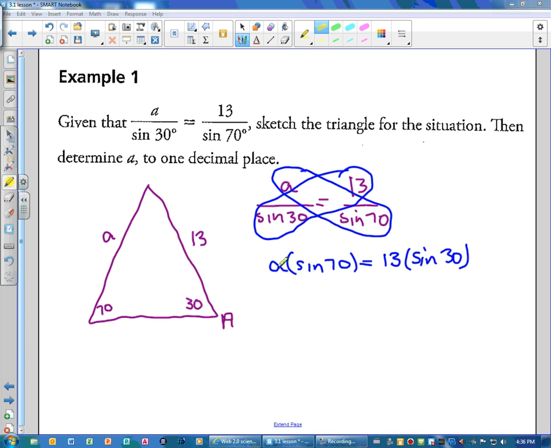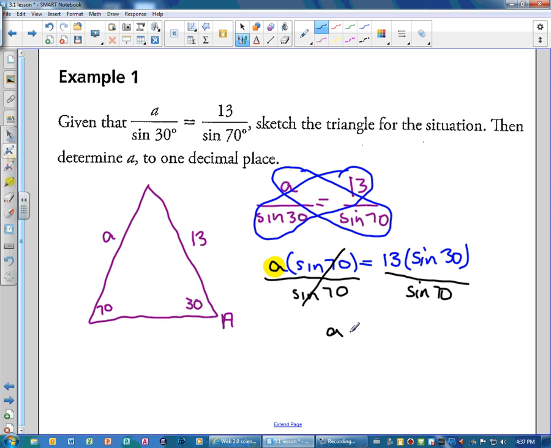A is the thing I want to find out. It's being multiplied by the sine of 70. So to get A by itself, you're just going to use algebra. To get A by itself, divide by the sine of 70, because that will allow that to cross out. But whatever you do to one side, you have to do to the other. Okay, so A by itself will be 13 times the sine of 30 divided by the sine of 70.